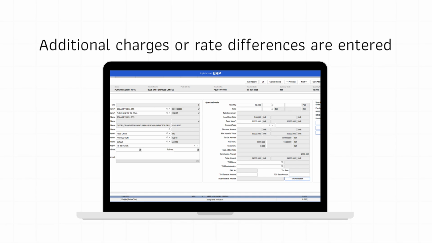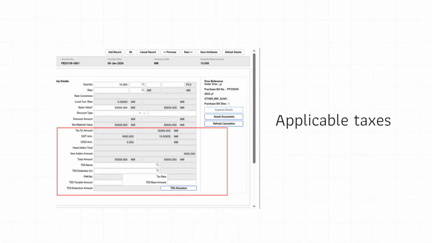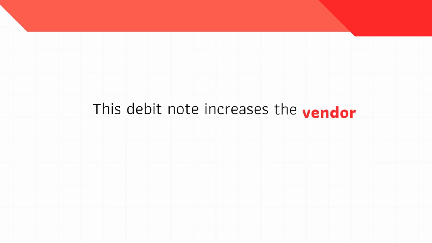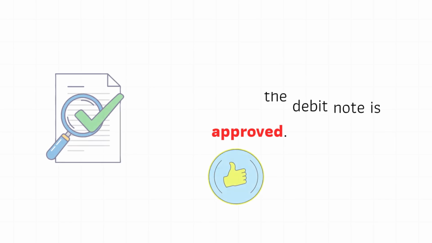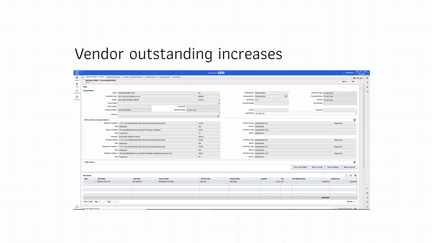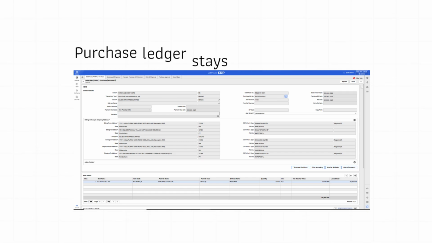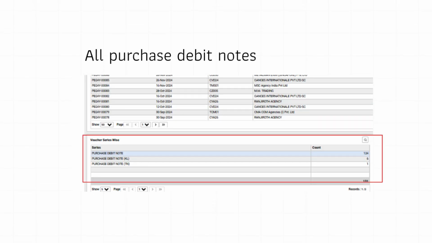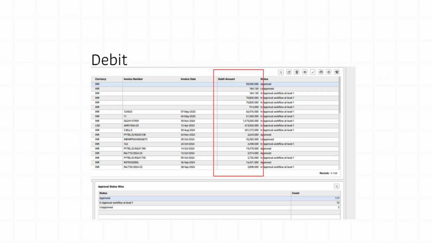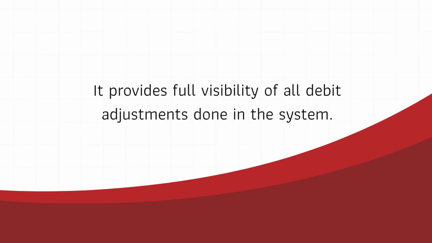In this screen, additional charges or rate differences are entered. You can see item details, revised values, applicable taxes. This debit note increases the vendor payable amount. After verification, the debit note is approved. On approval, vendor outstanding increases. Accounting entries are posted automatically. Purchase ledger stays accurate. This listing shows all purchase debit notes, approval status, debit amounts. It provides full visibility of all debit adjustments done in the system.